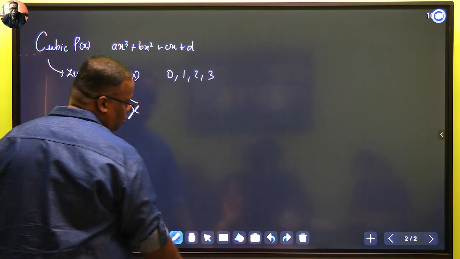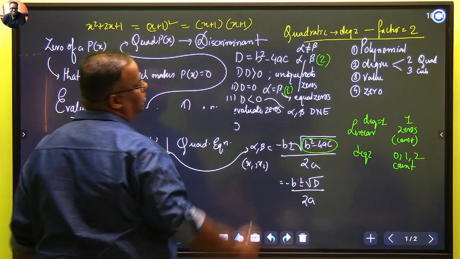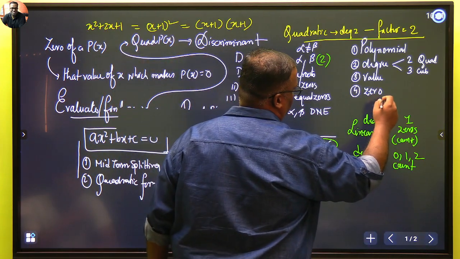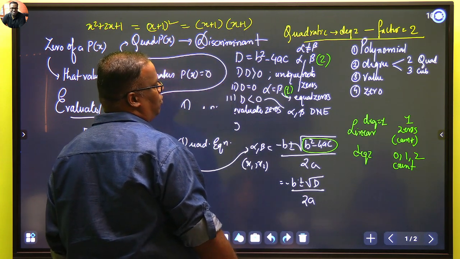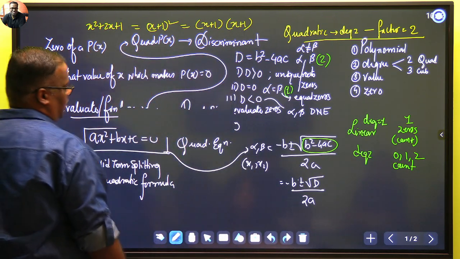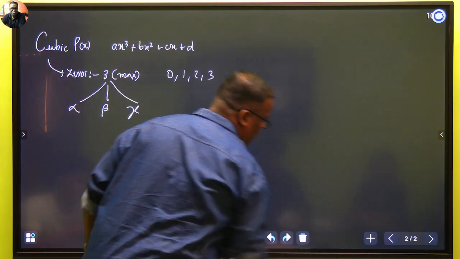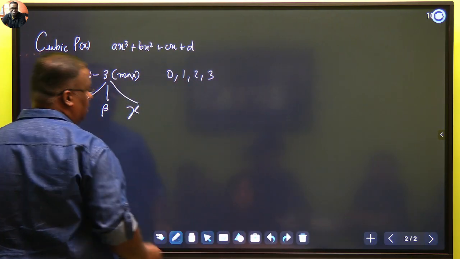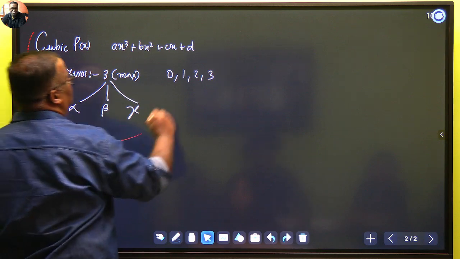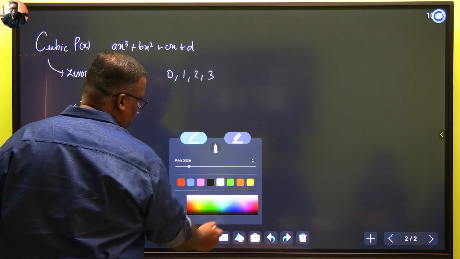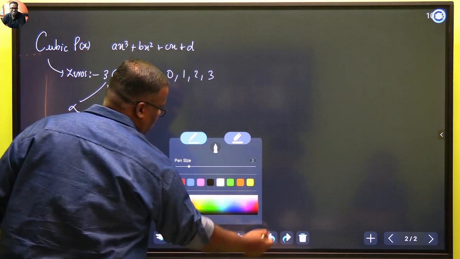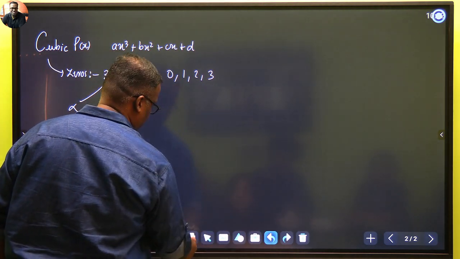Okay, so we go back to our previous screen and we update our chart of zeros. So we are done with zeros. Next, now we understand what is known as geometric interpretation of zero. Geometric interpretation of zero. 1 minute.